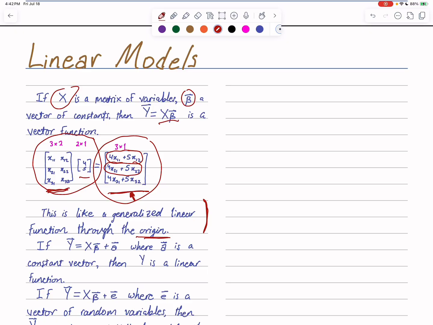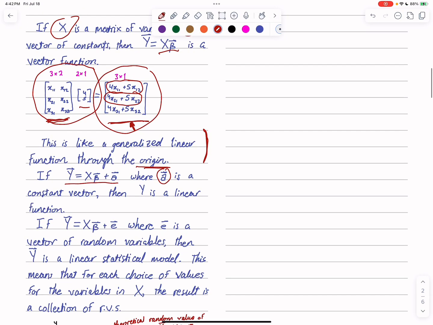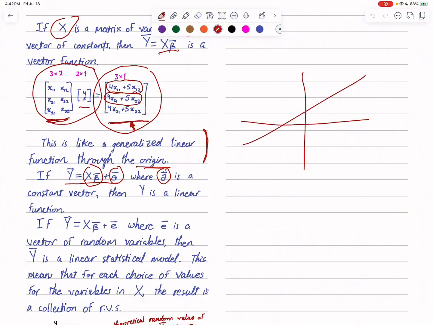Now, to generalize from here, we could have another constant vector a, and we would get what is much more like a general linear function by putting X beta plus a. So this will not necessarily always pass through the origin, especially in the one-dimensional case where X is 1 by 1 and y is 1 by 1 and so on. Then this is a lot like the familiar linear function that may or may not pass through the origin.